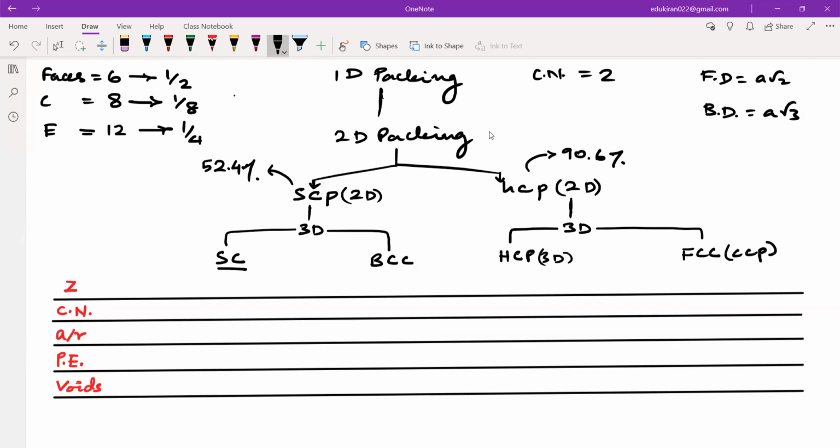1 sir. 1. हमको बहुत कुछ सुनने को मिला, 2, 4 भी सुनने को मिल रहा था. I don't know how. What is the coordination number for simple cubic? Coordination number for simple cubic. अरे देख के बताइए, जल्दी बताइए, जल्दी. क्या हो गया? 6. फातिमा एंड सारा. फातिमा, 8.